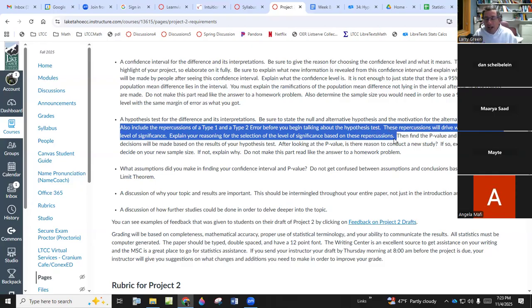How is it going to hurt the client to have a type 1 error? How is it going to hurt the client to have a type 2 error? And remember, 95% is if they equally hurt the client. 90% is if the type 2 error hurts more than the type 1. 99% is the type 1 hurts more than the type 2.